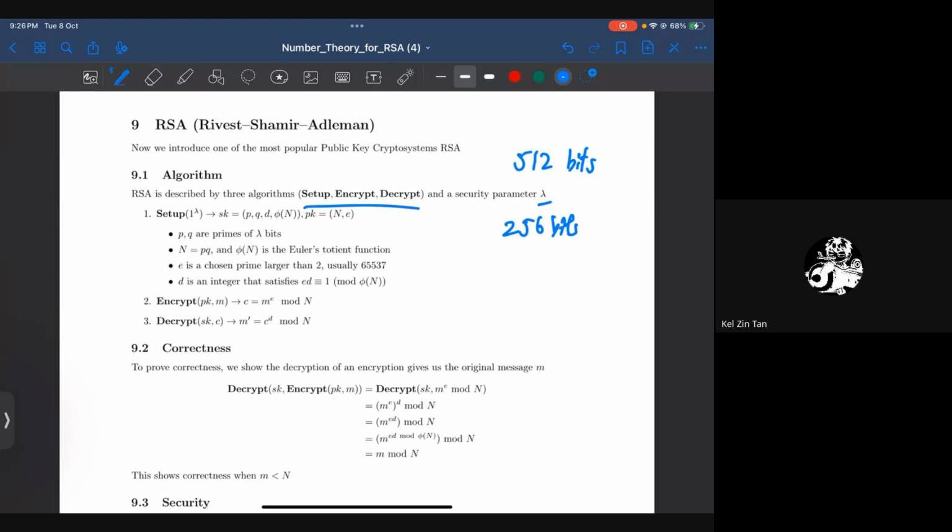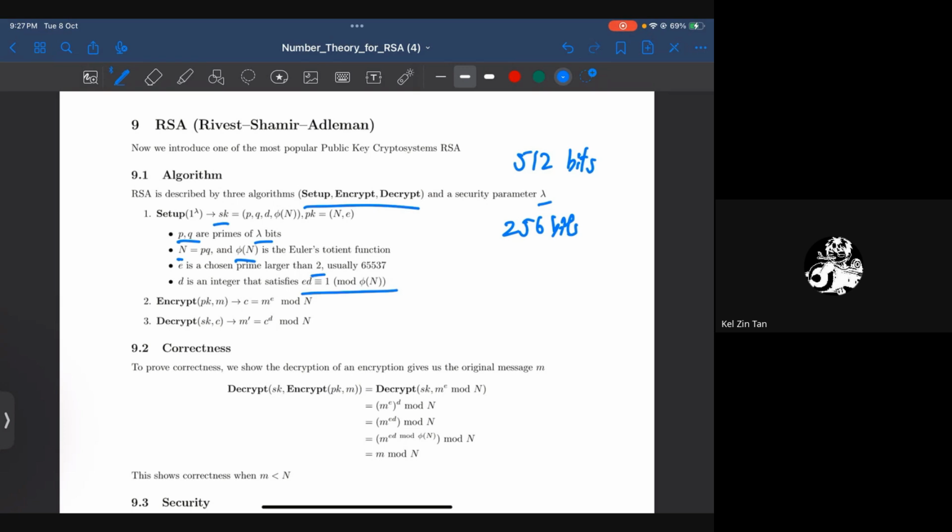So the setup for RSA is pretty simple. The secret key is p, q, d, and phi of n. p and q are primes of lambda bits. n is p times q. Phi of n is the Euler totient function, which I mentioned just now. e is a chosen prime number larger than 2, usually 65537. And d is an integer that satisfies this equation.